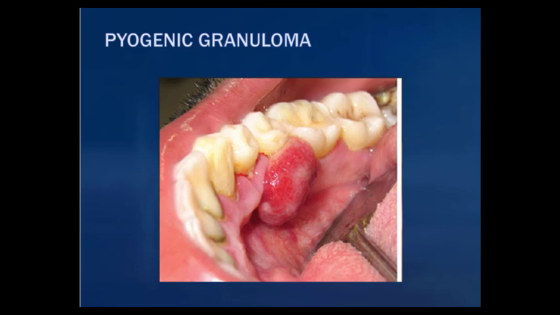She ended up having the pyogenic granuloma removed. She had to have several teeth in that area removed because the periodontal abscesses were so bad, which had led to the pyogenic granuloma. And then we did SRP on the remaining teeth, and that resolved the issue.